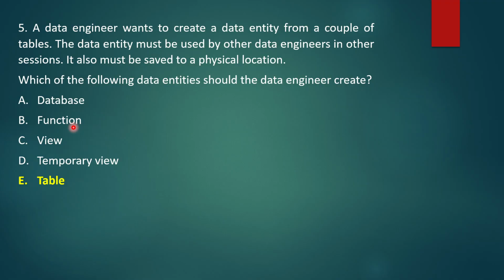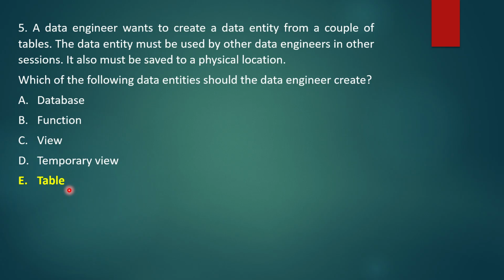Next question. A data engineer wants to create a data entity from a couple of tables. The data entity must be used by other data engineers in other sessions. It also must be saved to a physical location. So which of the following data entities should the data engineer create? Here the options are database, function, view, temporary view, table.